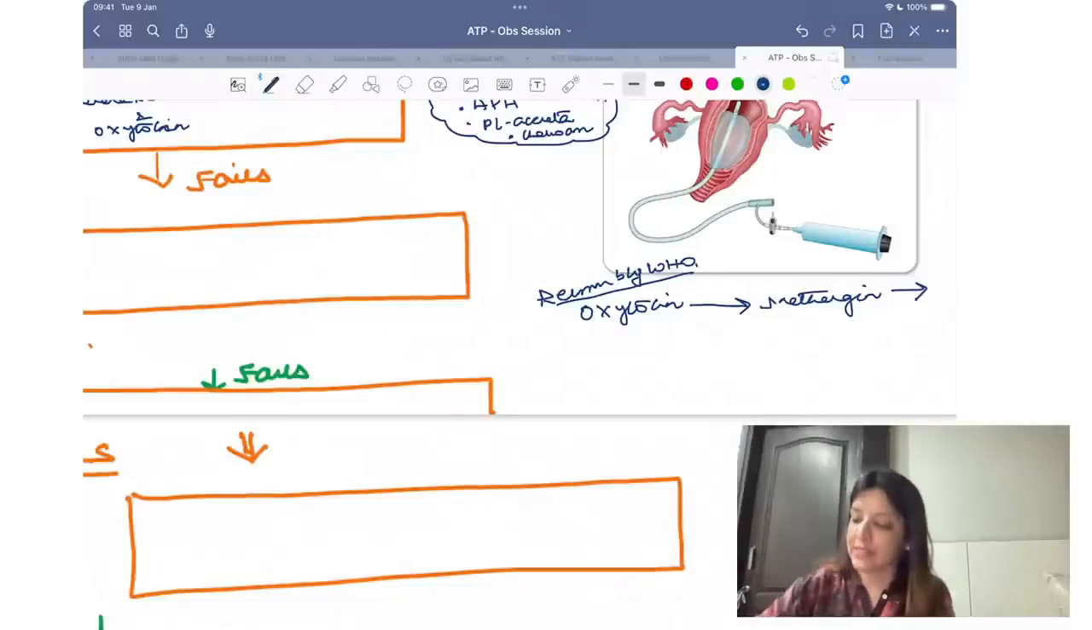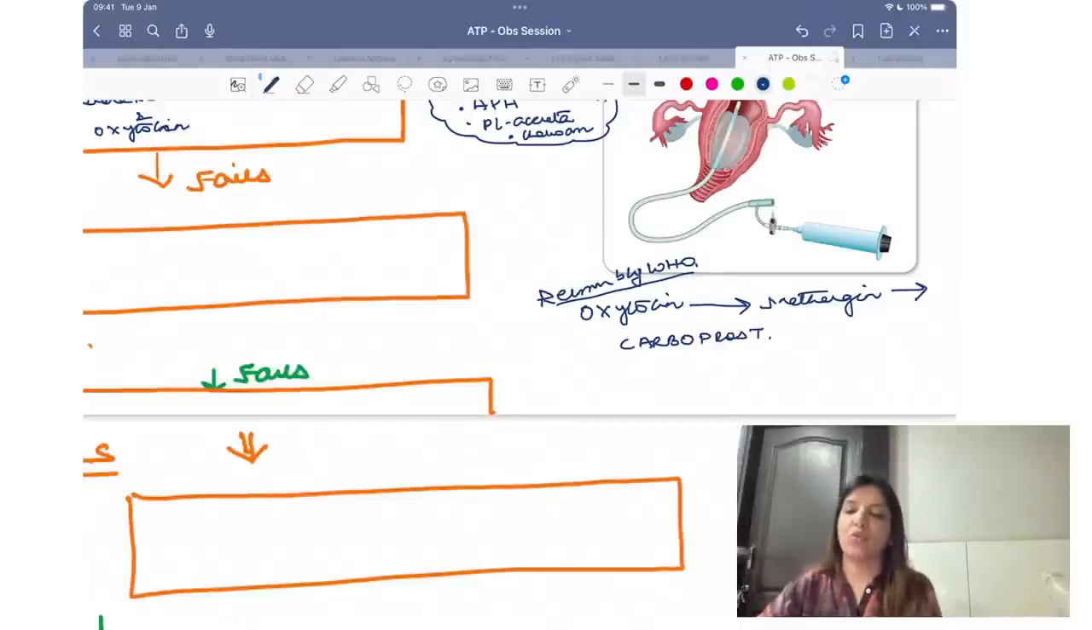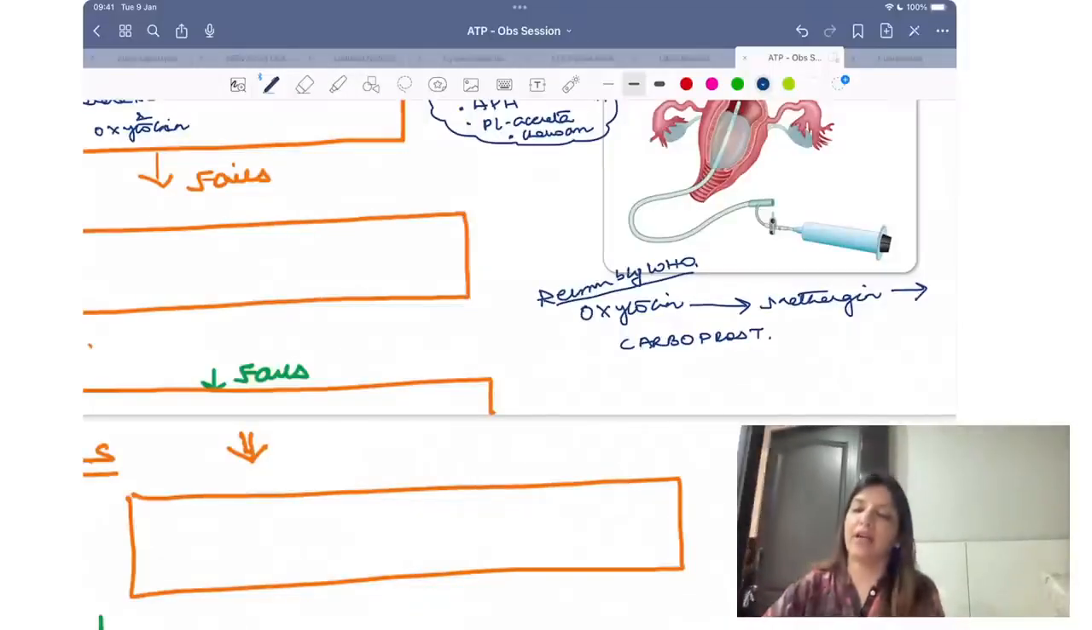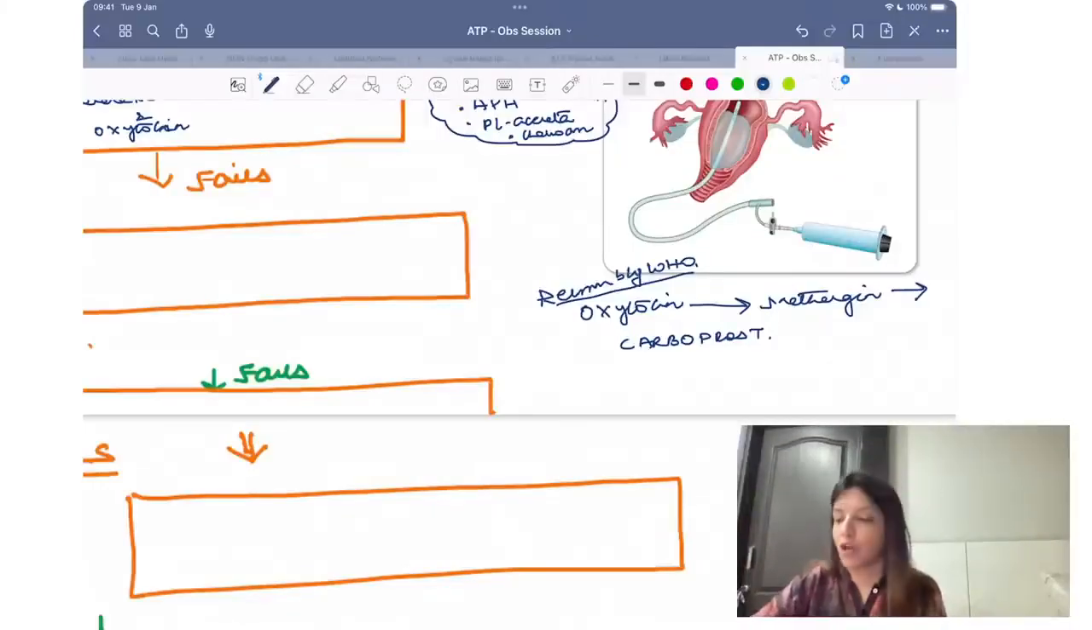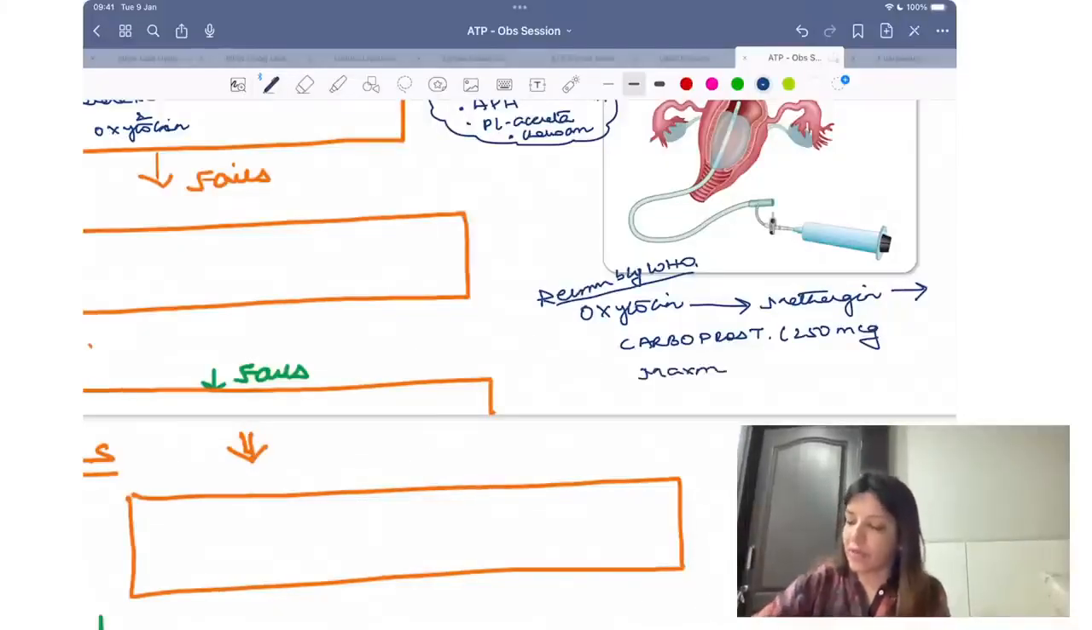If methergin fails, then carboprost. In this sequence, you have to try the drugs: oxytocin, methergin, and carboprost. Right? Now, what is the dose of carboprost? 250 micrograms. Maximum how many times? And this has to be given IM.